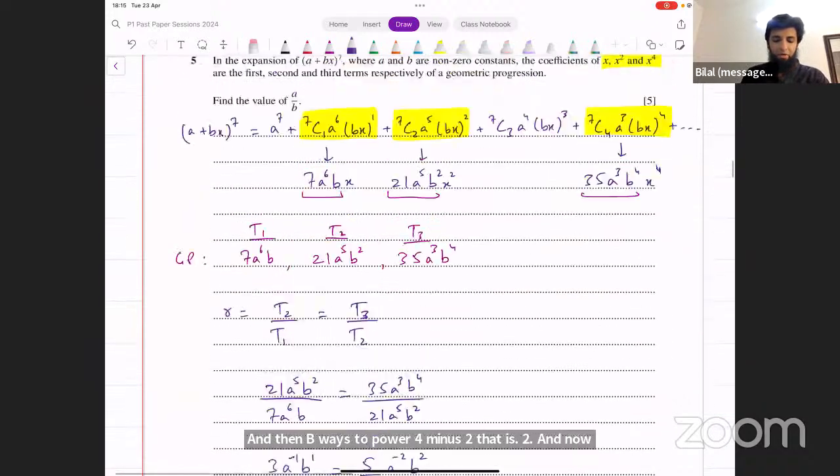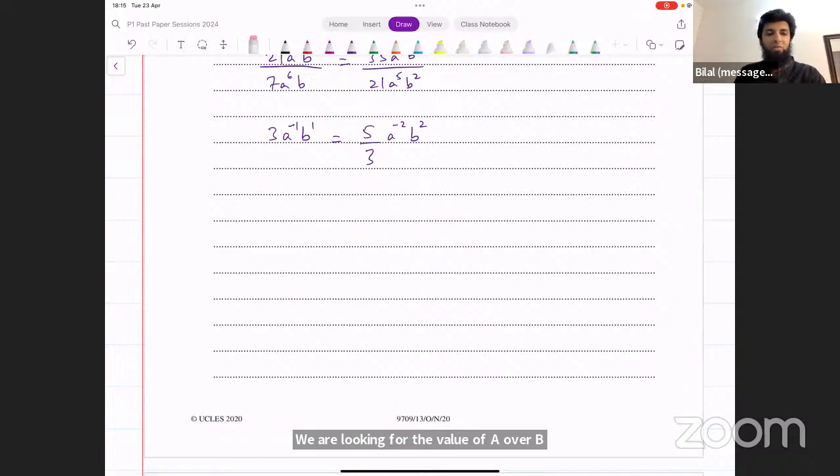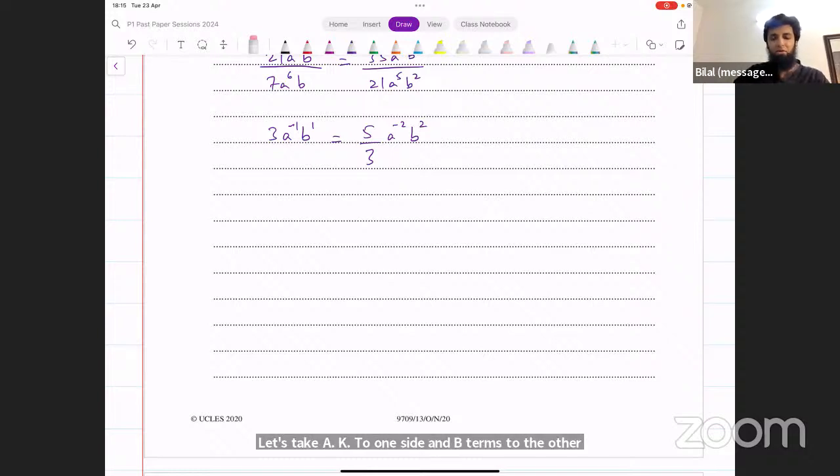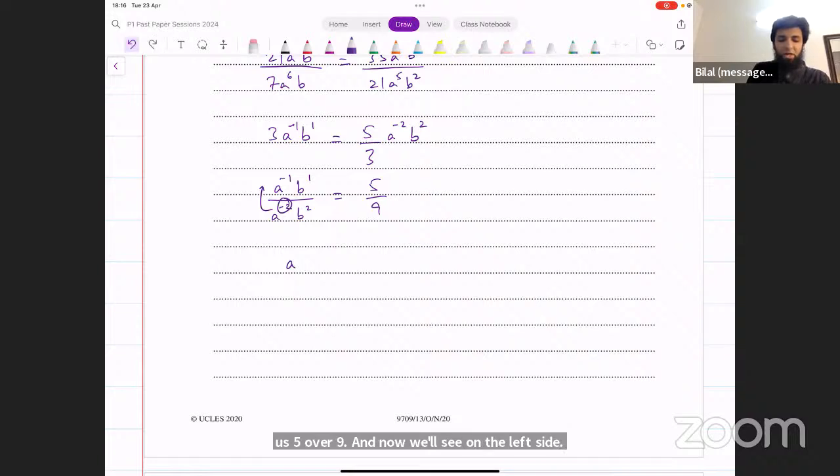And now what are we looking for? We are looking for the value of a over b. Let's take a and b terms to one side and constants on the other side. If we take b squared to the left and a to the left as well, we get something like this. A power minus 1 into b raised to power 1 divided by a raised to power minus 2 into b squared. Let's take this 3 to the other side, and that will give us 5 over 9. And now you'll see on the left side, when this minus 2 goes to the numerator, it becomes plus 2. So a raised to power minus 1 plus 2, that gives you a raised to power 1.